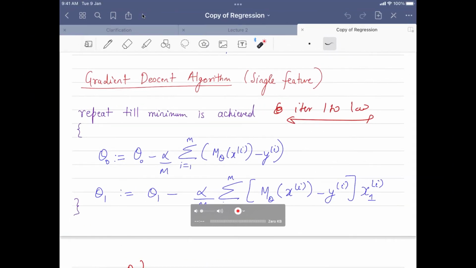Okay, so last time we discussed the gradient descent algorithm. We were using a single feature, and using this single feature we got the parameters of the model, which we adjusted as per the optimization strategy we were using, and that optimization strategy was gradient descent.